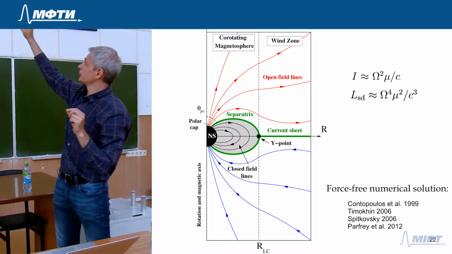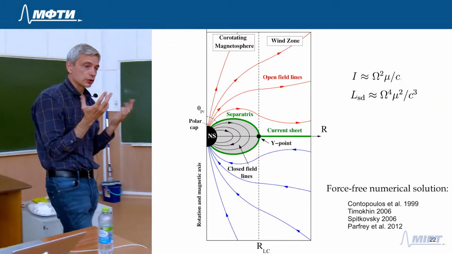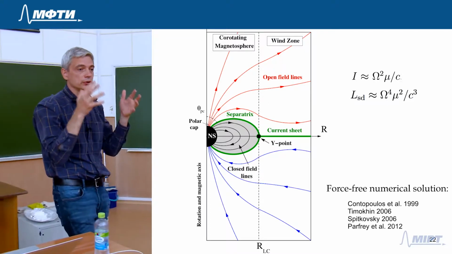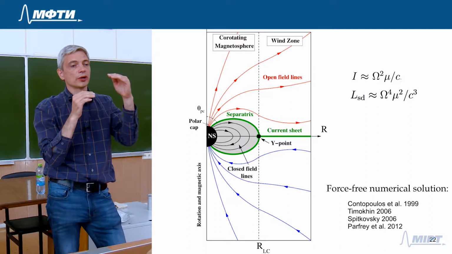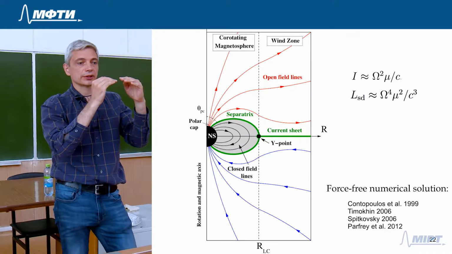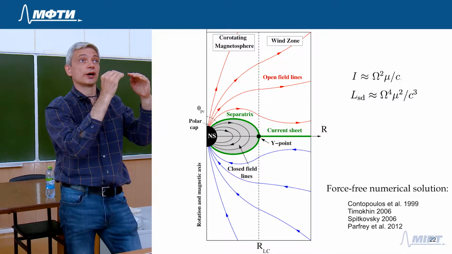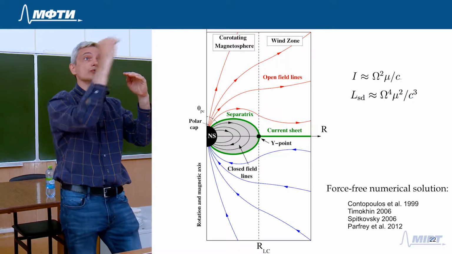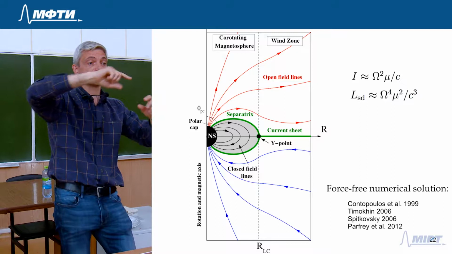The separatrix is the topological feature of the system. It's the boundary between open and closed field lines, essentially. And so at this boundary, the toroidal magnetic field, as you cross this boundary, disappears. So there is a jump in B-phi from zero in the closed zone to a non-zero value in the open zone. The open field lines are, of course, twisted.